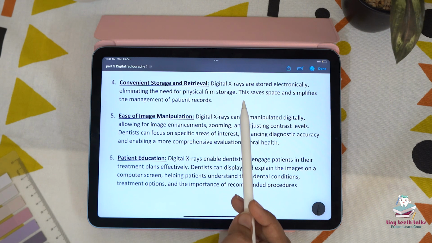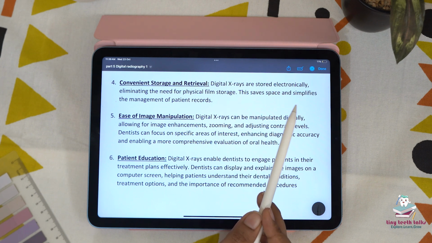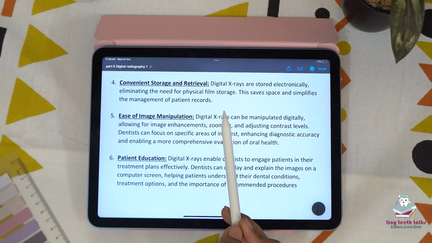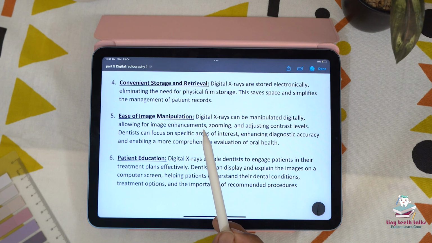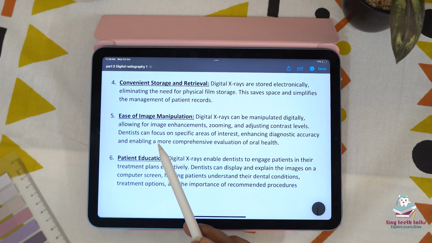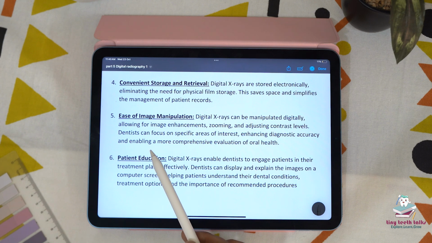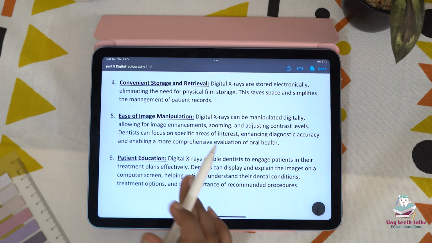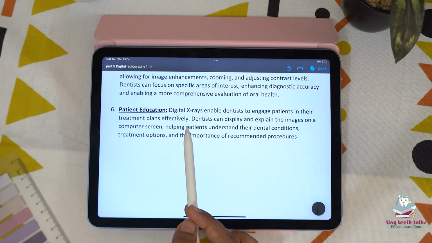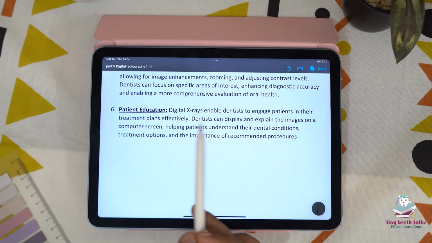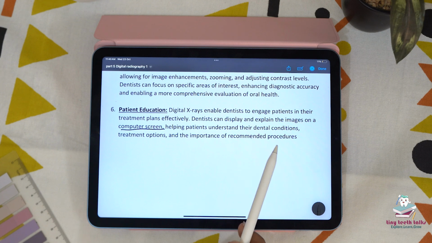Convenient storage and retrieval. Digital X-rays are stored electronically, eliminating the need for physical film storage. This saves space and simplifies the management of patients' records. Ease of image manipulation. Digital X-rays can be manipulated digitally, allowing for image enhancement, zooming and adjusting contrast levels. Dentists can focus on specific areas of interest, enhancing diagnostic accuracy and enabling a more comprehensive evaluation of oral health. Patient education. Digital X-rays enable dentists to engage patients in their treatment plans effectively. Dentists can display and explain the images on a computer screen, helping patients understand their dental condition, treatment options and the importance of recommended procedures.